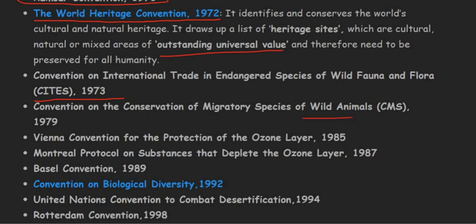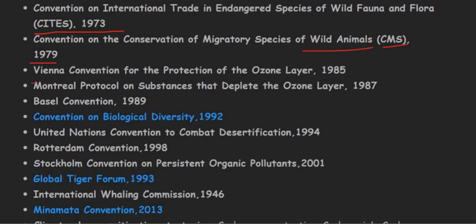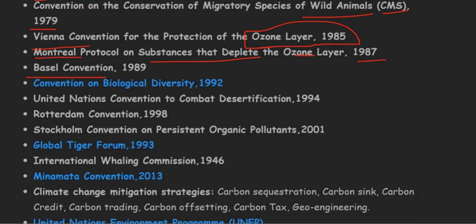Convention on the Conservation of Migratory Species of Wild Animals, CMS, 1979. Vienna Convention for the Protection of the Ozone Layer, 1985. Montreal Protocol on Substances that Deplete the Ozone Layer, 1987. Basel Convention, 1989. Convention on Biological Diversity, 1992. United Nations Convention to Combat Desertification, 1994. Rotterdam Convention, 1998.